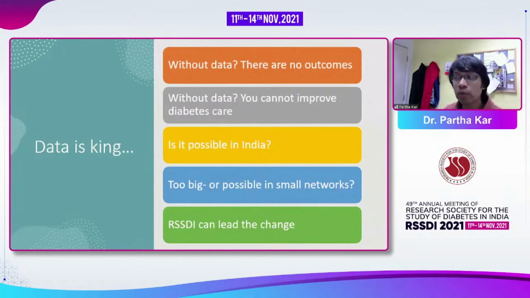How do you know you're doing well? Without data, you cannot improve diabetes care. Is it possible in India? Is it too big, or is this possible in small networks? I think RSSDI, because of the work they're doing in type 1 diabetes, is fantastic. You can lead the change. You can do it in smaller areas. You can do it in states. You can do a lot of the good work that is already existing.